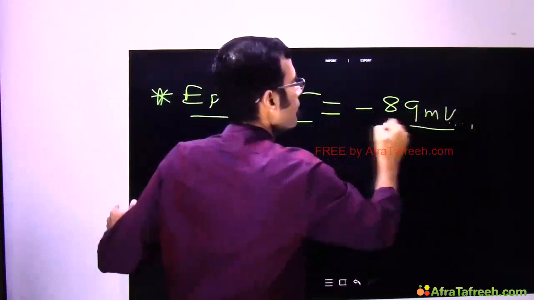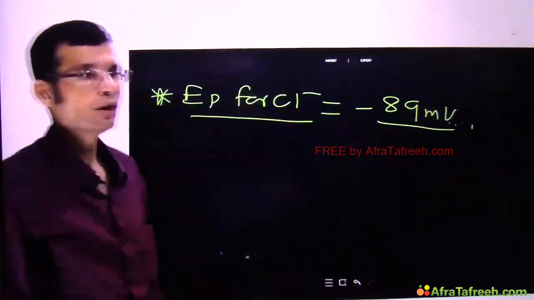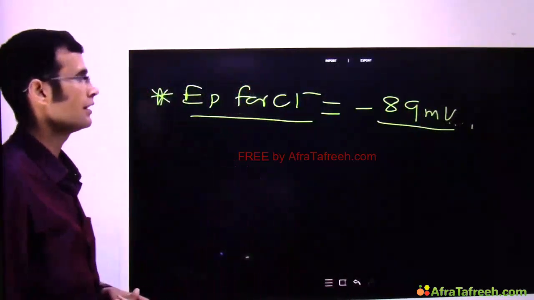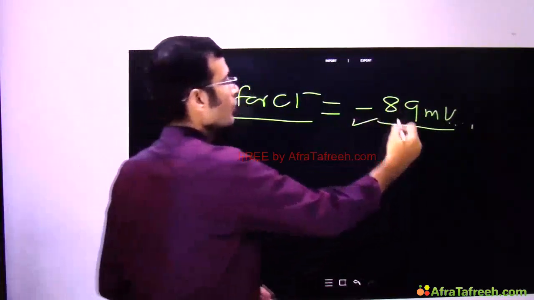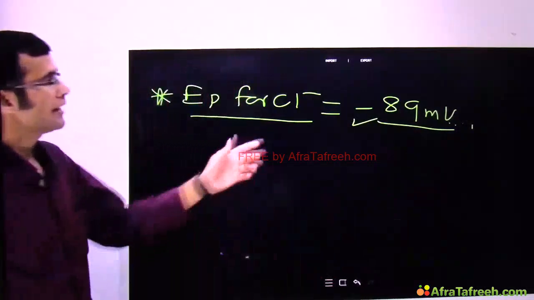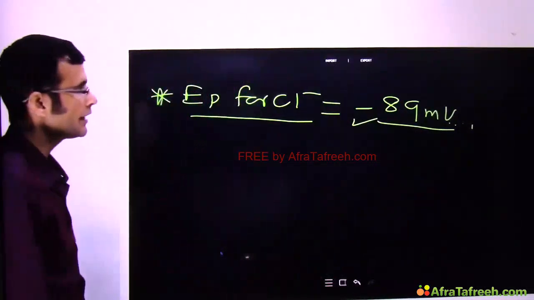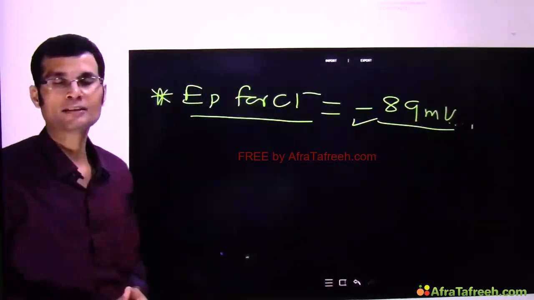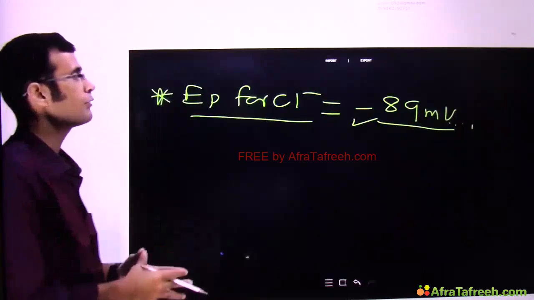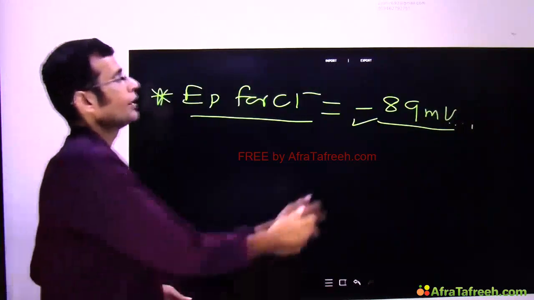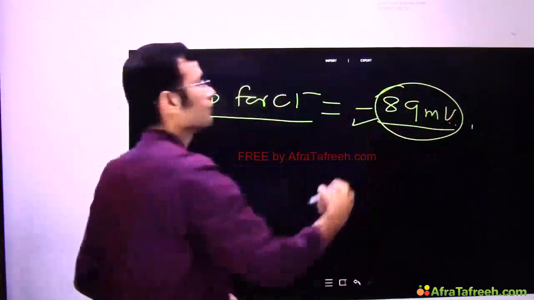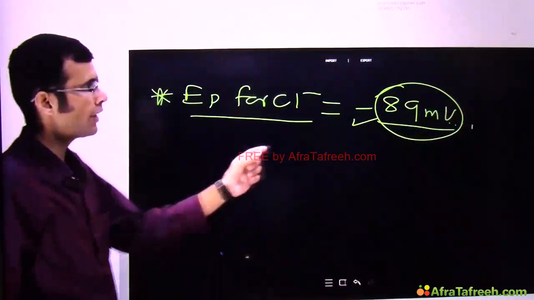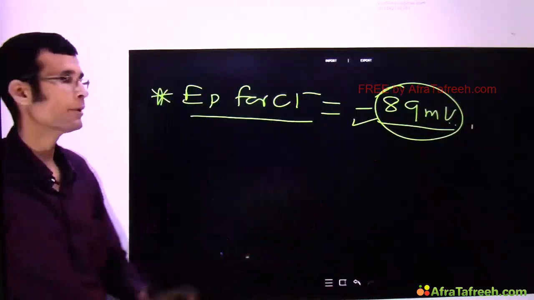Minus 89 millivolts. There was this MCQ: equilibrium potential for which ion is closest to the RMP of the muscle? The answer is chloride, minus 89 and RMP minus 90. Whenever this fact is discussed, the obvious question that comes to mind is, if this value is so close, what is the meaning of this value, this value being so close to the RMP?